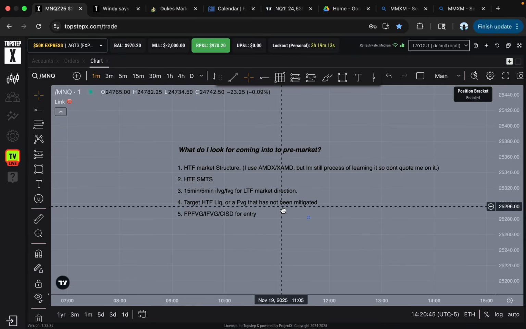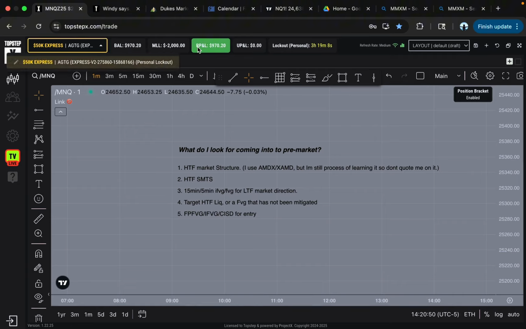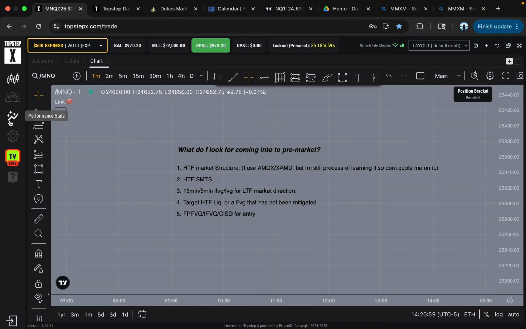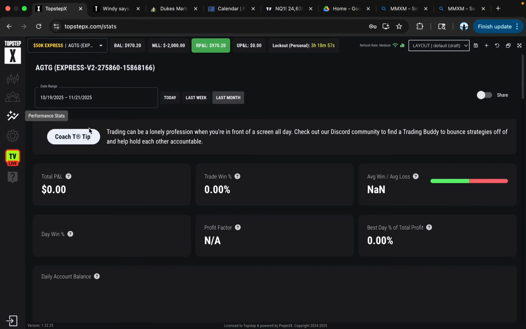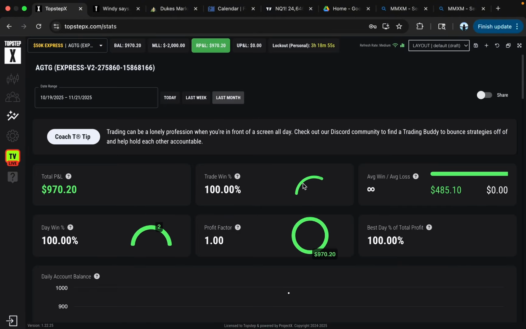Alright, so now let's get into today's trade. As you can see, if you've been looking at the top, One Express account, I made $970 today. I do want to explain because I should have only made $600, $650. So I want to explain what happened here. Let's go to the performance stats so I can show you.